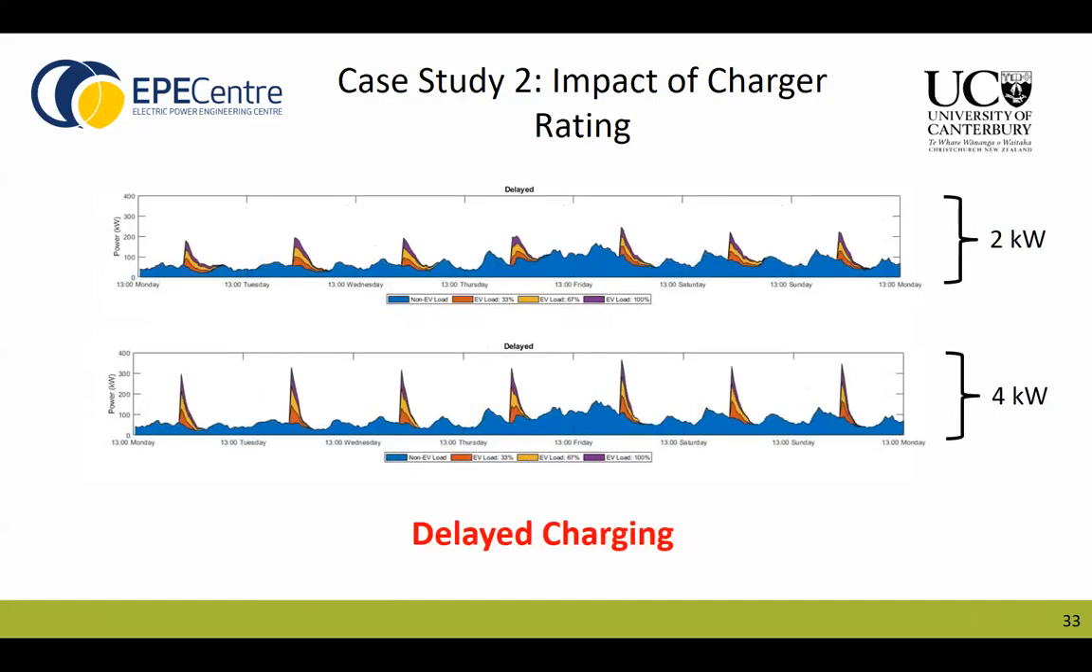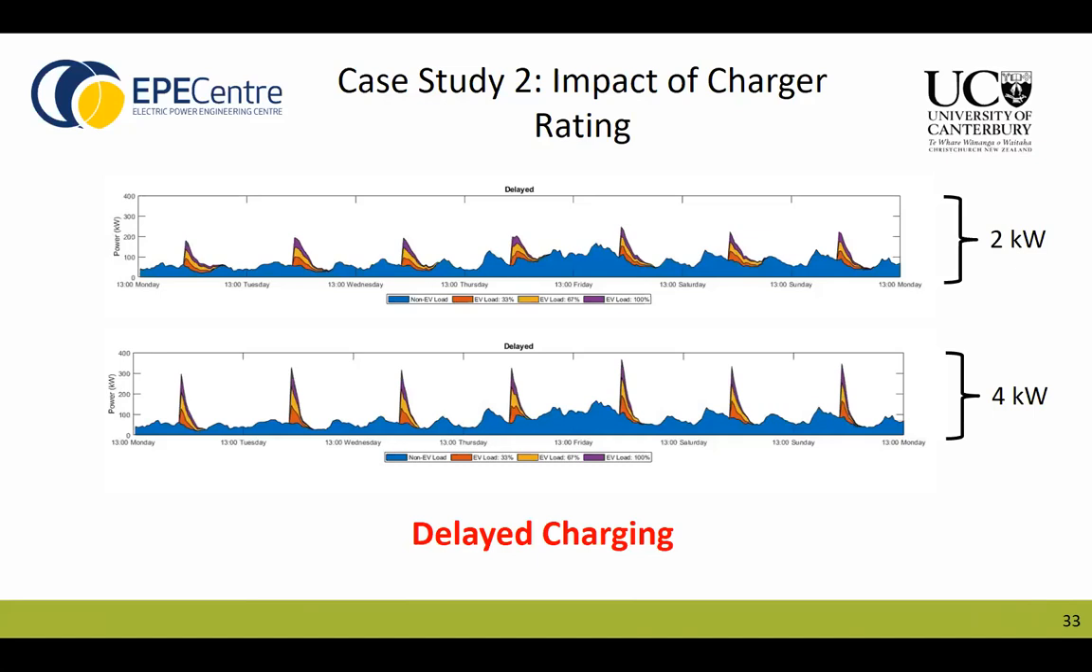This effect is more profound with the delayed charging strategy due to the loss in load diversity. This can be seen here. So we can see here we've had a relatively significant reduction in the duration of charging, and that's coinciding with a considerable increase in the contribution to peak load. So from the distribution network's point of view, 4 kilowatt chargers as opposed to 2 kilowatt chargers have a negative effect, but of course this needs to be played off against the benefits for EV owners.